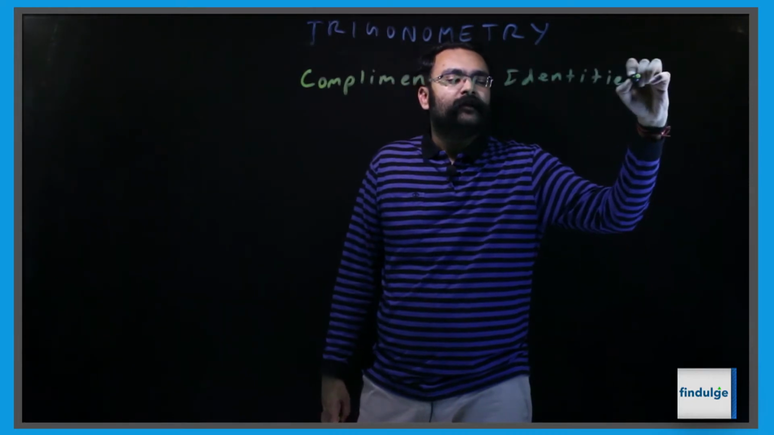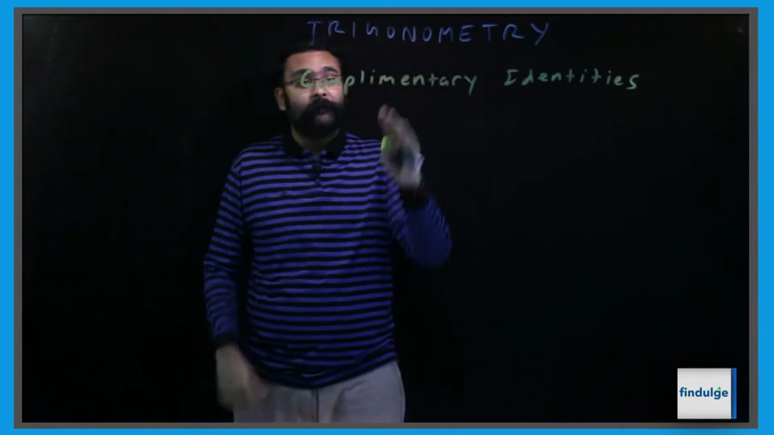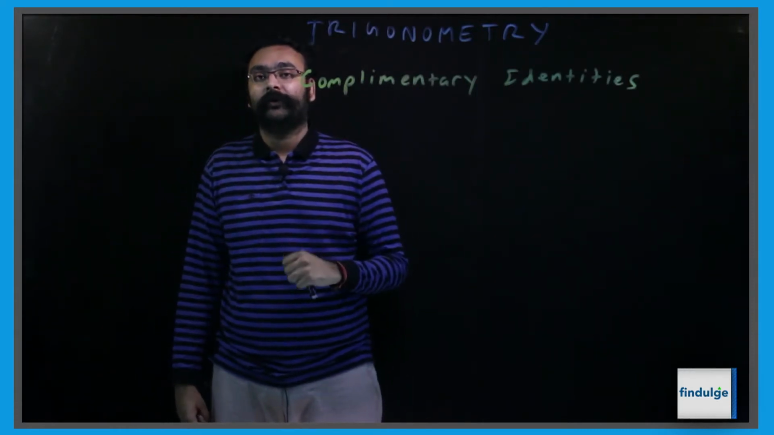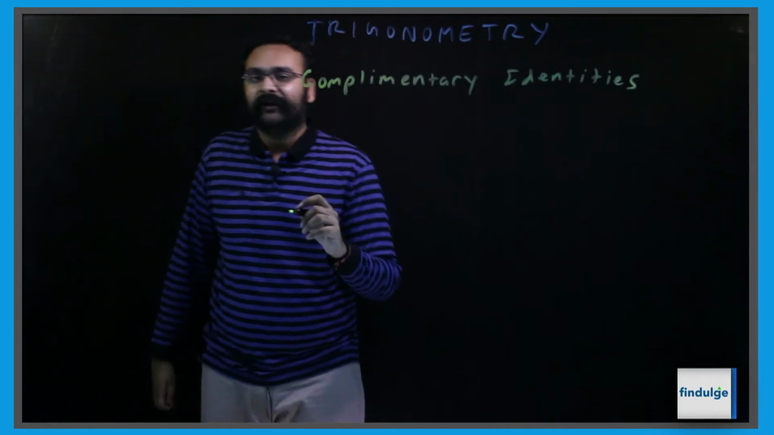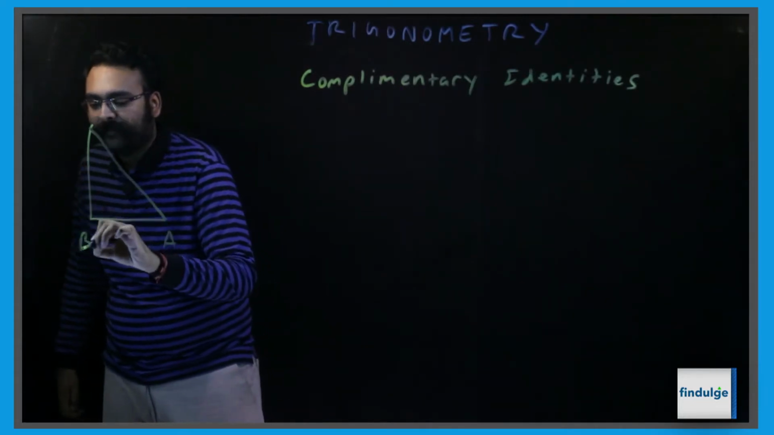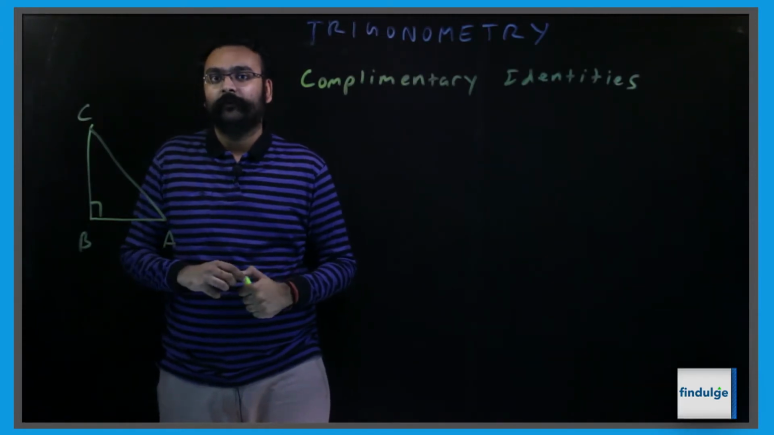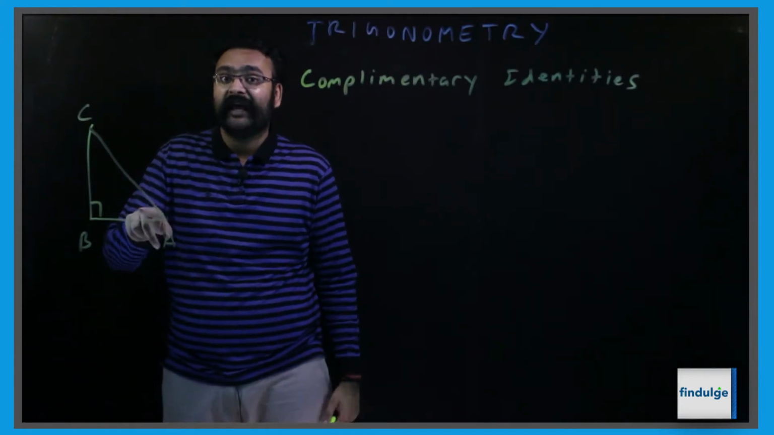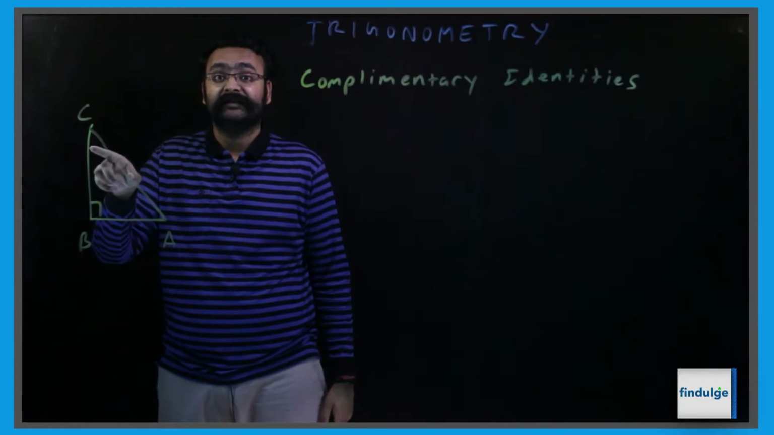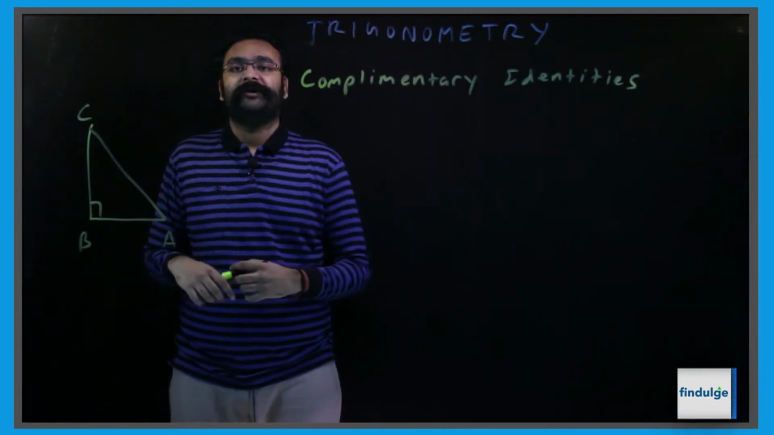Now, complementary identities, if you remember from geometry, complementary means two angles that add up to 90 degrees. And that is exactly what we're going to be looking at here. So let's draw our triangle again. We have our A, B, C with B equal to 90. Now recall in the first video, we found that sine A and cos C, or actually we did cos A and sine C, are equal to each other. This will be explained in complementary identities.